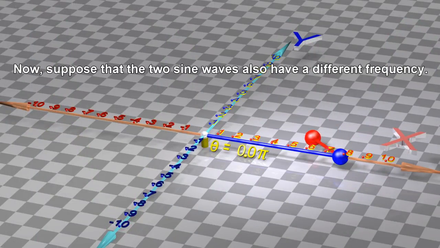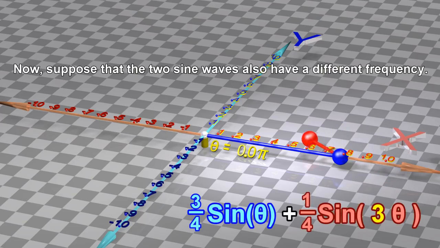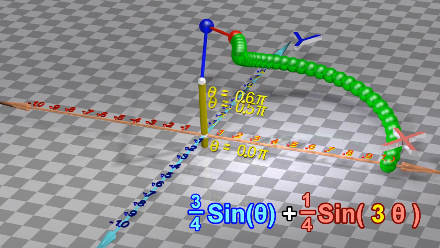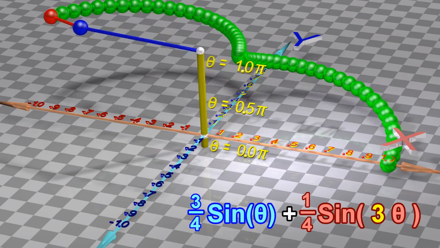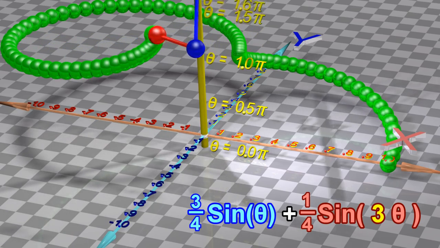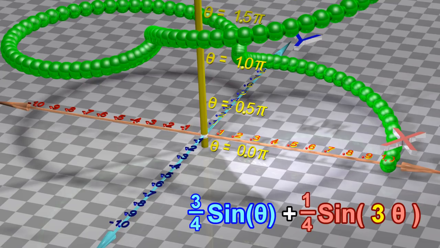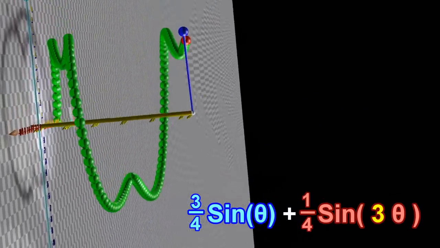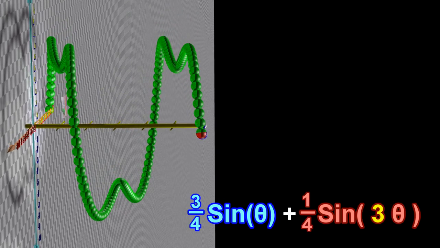Now, suppose that the two sine waves also have a different frequency. If we add together sine waves of different frequencies, then the resultant waveform is no longer a sine wave.